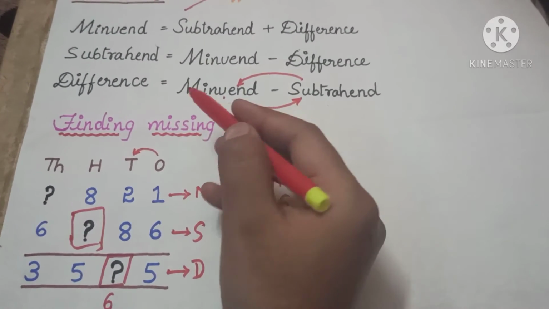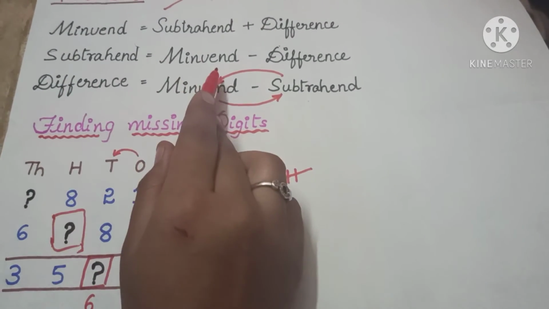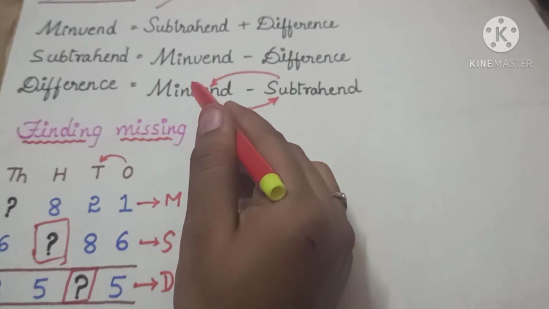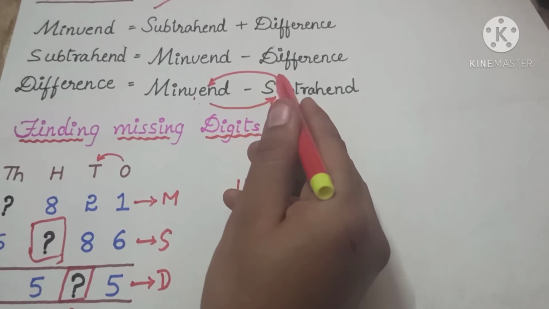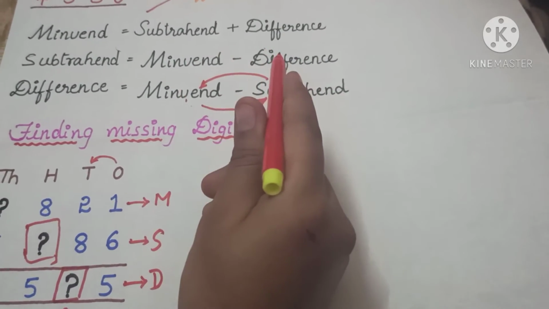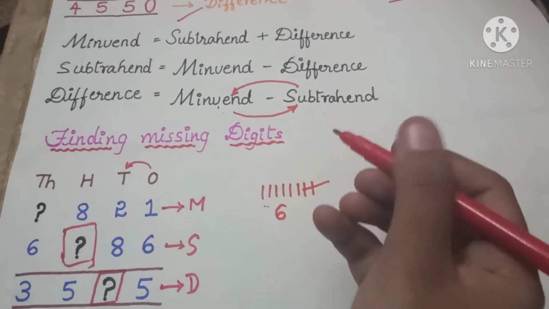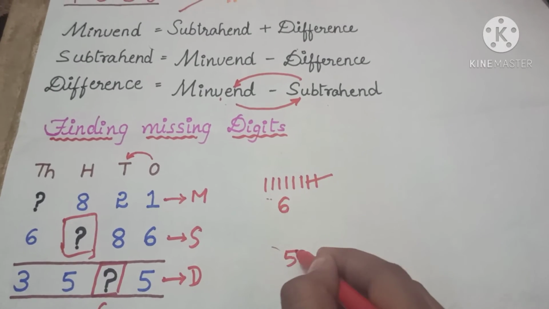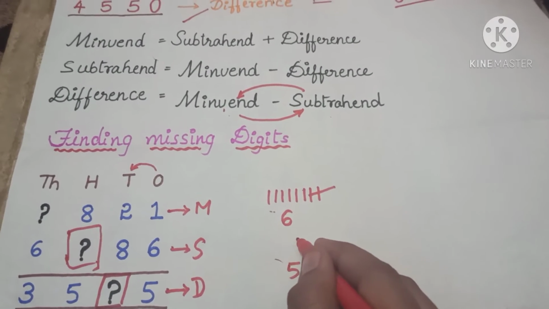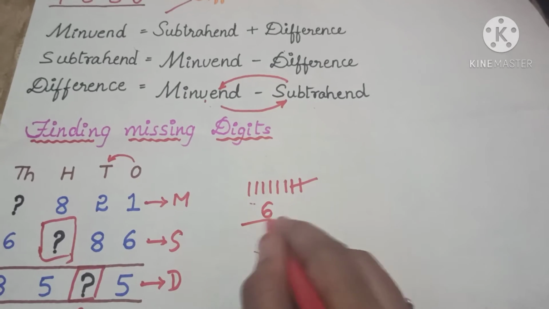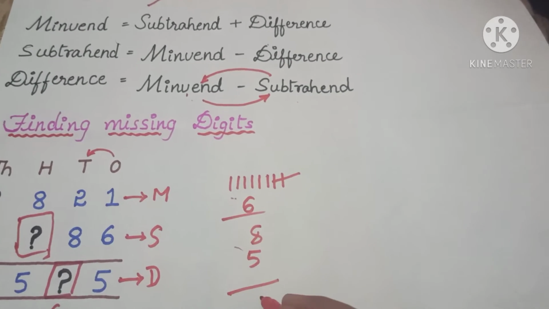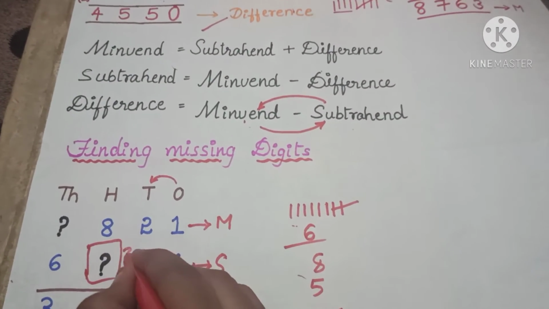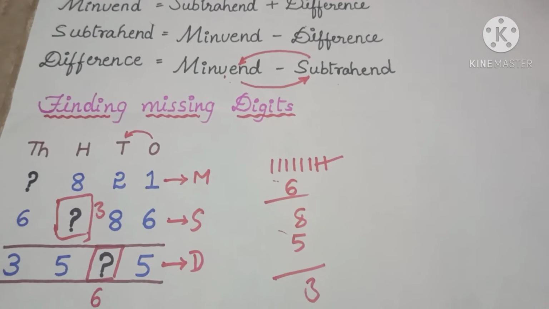So for subtrahend, what we should do is subtract the difference from the minuend, so that we get the value of the subtrahend. Here the difference is 5, where we are subtracting 5 from 8, where 8 is the minuend, so that we get the value of 3. Here we shall just write the value 3.